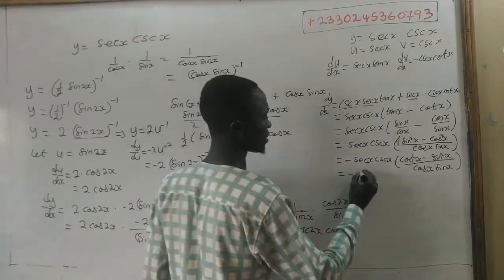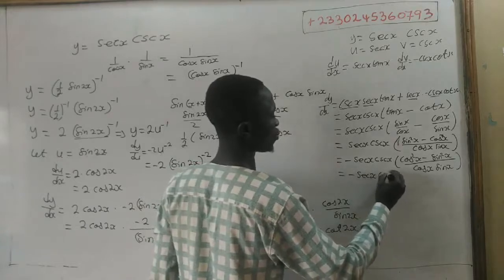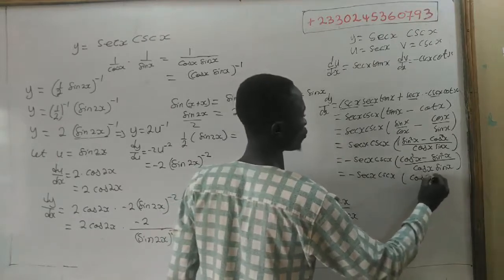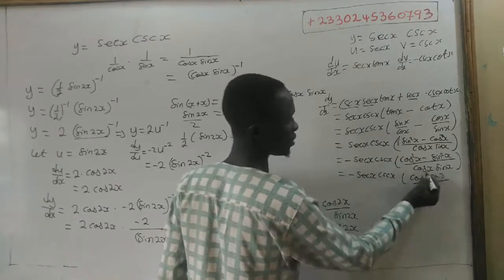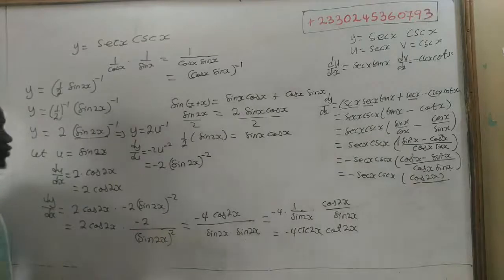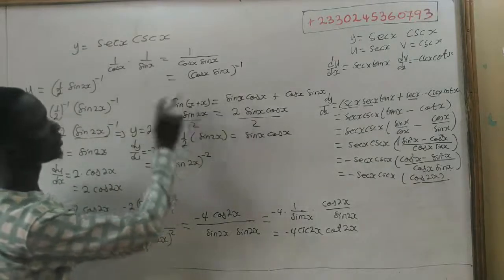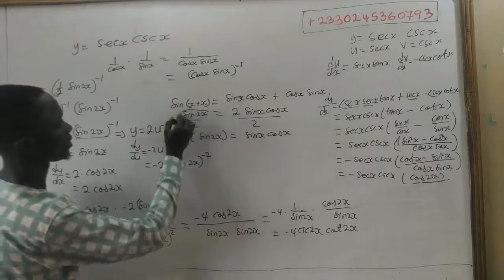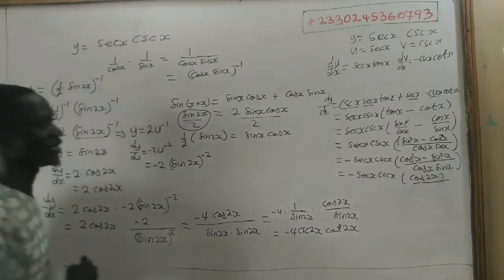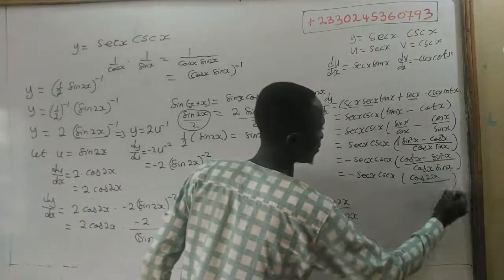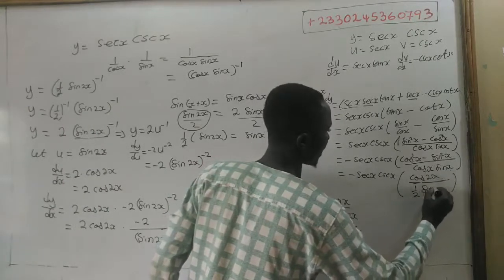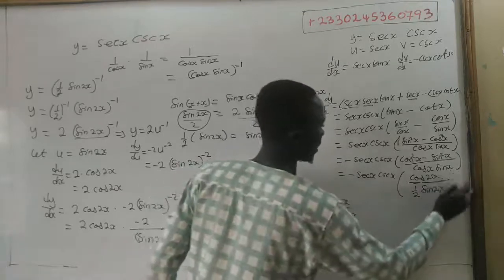So here we are having minus secant x cosecant x on cosine 2x divided by cosine x sine x. What will that give us? Cosine x sine x is what we've done here. It will give us this one, half of sine 2x. So here you see mathematics, half of sine 2x. Wow, I love mathematics.